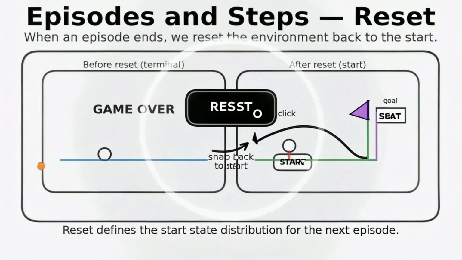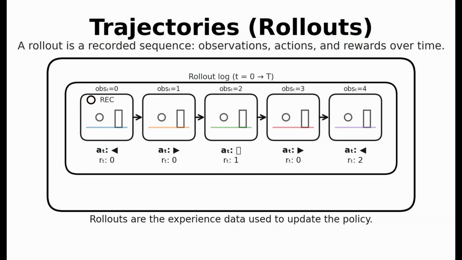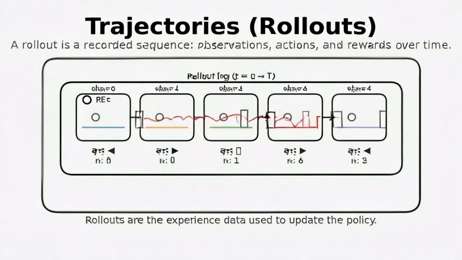Now we name the agent's lived experience. A trajectory, also called a rollout, is the sequence of what happened: observations, actions, rewards, and sometimes states. Imagine you record a gameplay session. Every screen, every button press, every point earned. That recording is a trajectory.